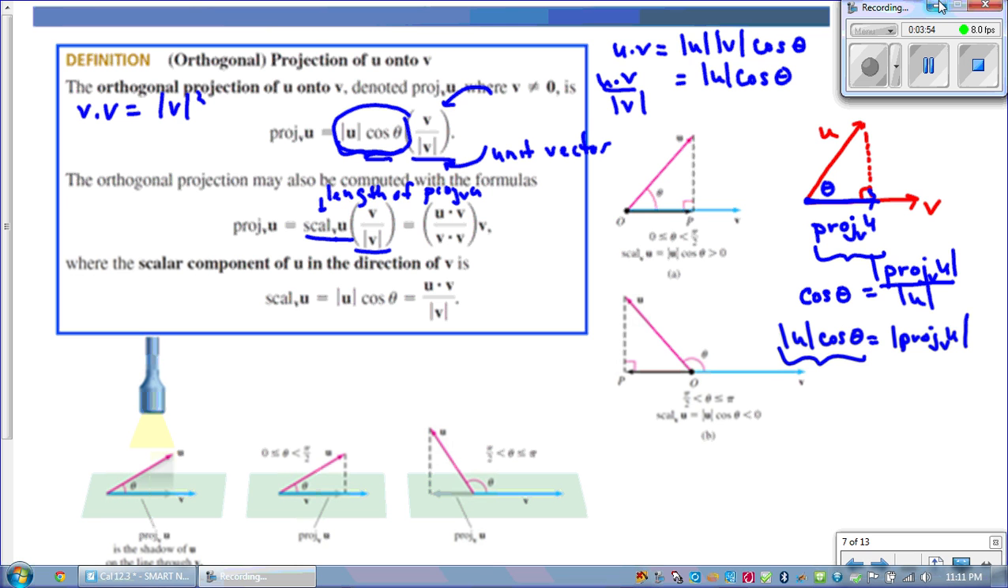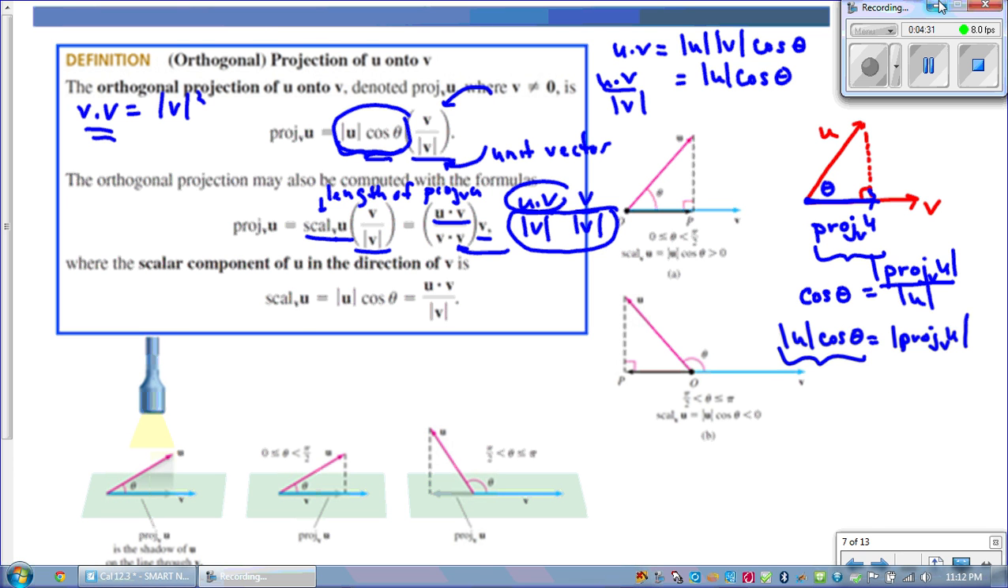So I have u dot v over the magnitude of v, and then I still have times v over the magnitude of v. If I combine these two magnitudes of v, the magnitude of v times itself is just the dot product. So I can rewrite this as u dot v over v dot v, and then just times the vector v.